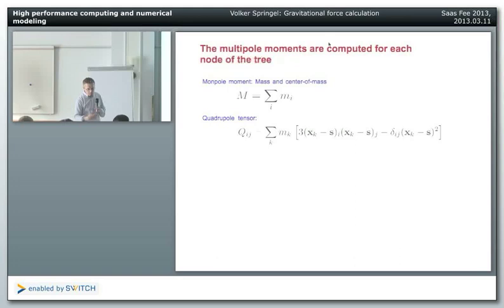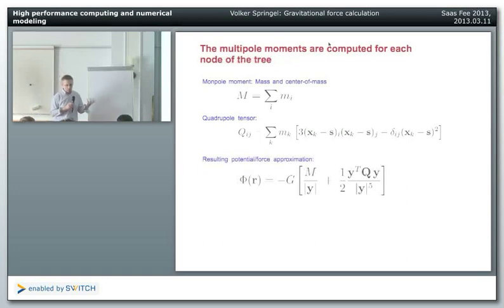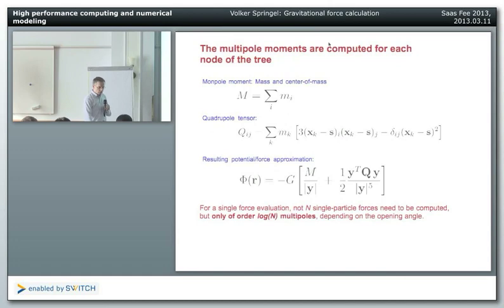So once we have the grouping, we calculate the monopole terms, for example, the mass and center of mass and the quadrupole tensor for all of the groups. And then the resulting, for example, potential force approximation up to quadrupole order would be this term. Okay, this is the approximation for the potential for a single node. And the question then is, why is it now faster in any way, right?